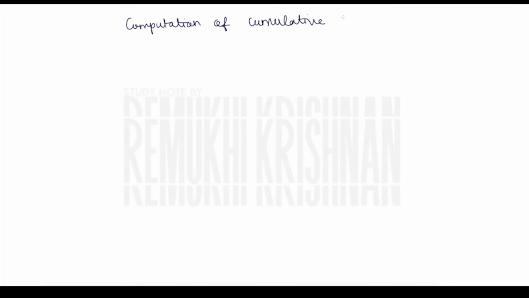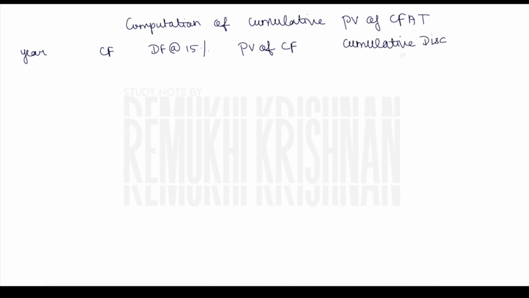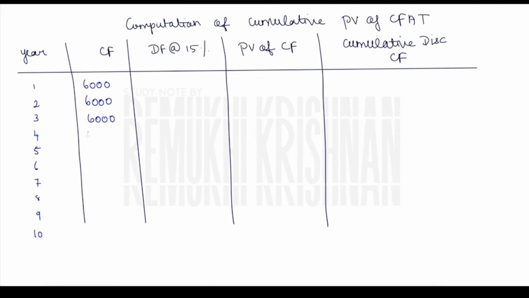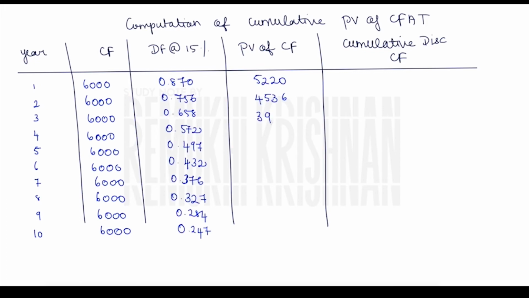So it is computation of cumulative present value of cash flow after tax. So what is the information we are in need of here? Cash flow, discount factor at 15%, present value of cash flow is to be found, then finally cumulative discounted cash flow is to be found. So yes, number of years, that is tenure of the project, is 10 years. What are the cash flows? Same cash flow, it is 6,000 per annum. Even though it is 6,000 for all the years, you cannot use the annuity method because we are going to find the cumulative discounted cash flow here. So what is the present value of cash flow?